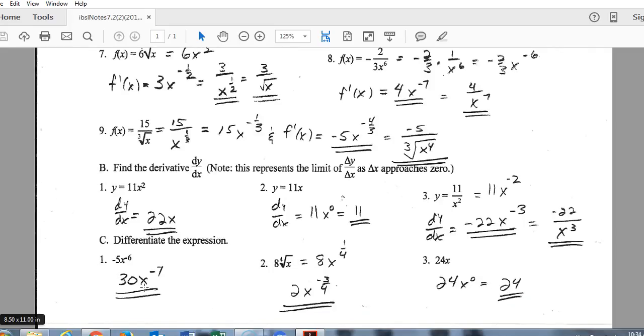Again, on number 9, what you're seeing up there towards the top here is, again, just another format. If I can see this as x to the 1/3 power. So I got this here, and then I'm going to bring that up top with the negative exponent, and now I would apply the power rule from here.